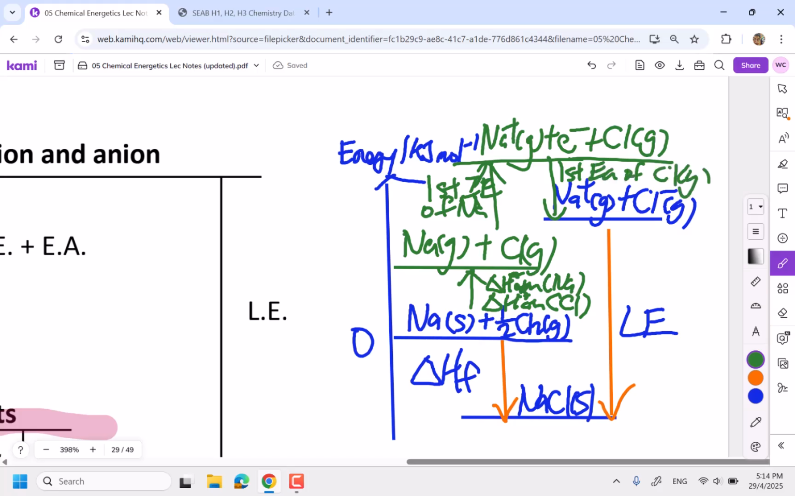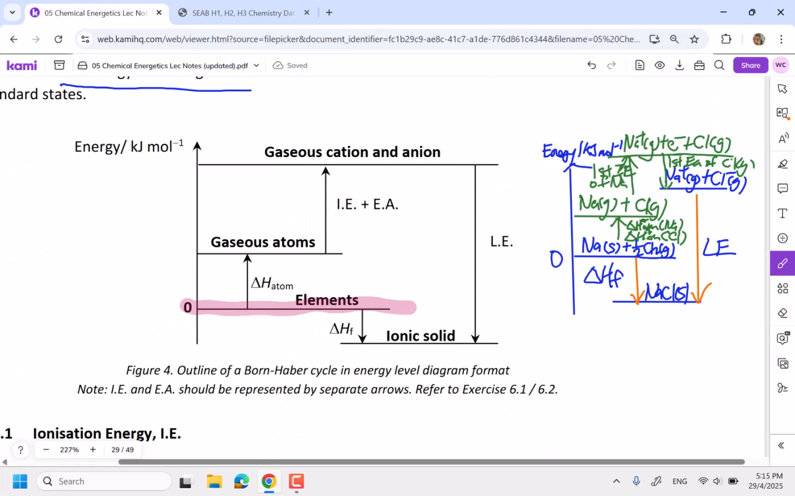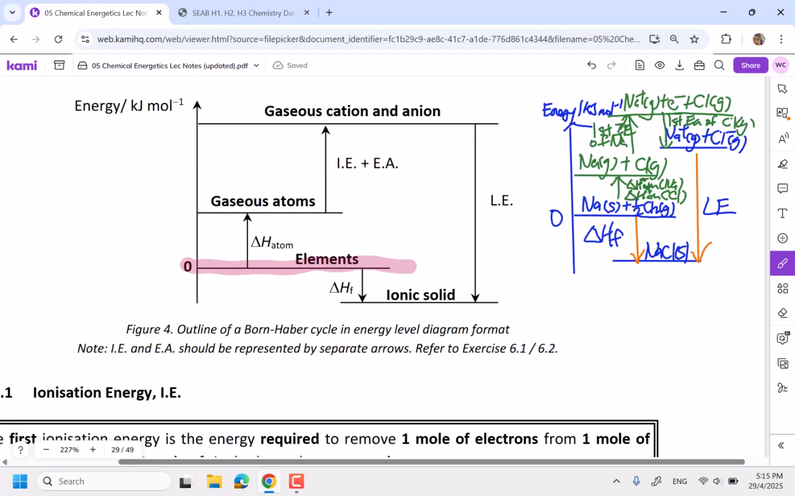Once you define everything, then you can use Hess's law to solve for whatever energetic term they require you to solve. So this is the generic way of drawing the Born-Haber cycle for sodium chloride. I illustrate it here. I think it might be easier as compared to a diagram like figure 4, because figure 4 is just already drawn in for you, but now I do an illustration so you can see.